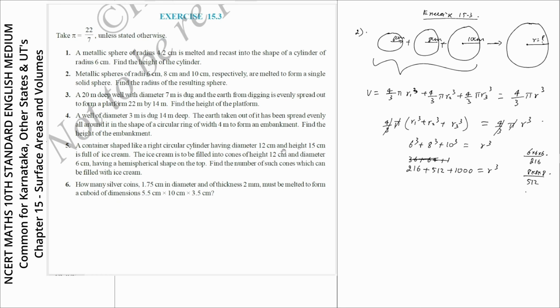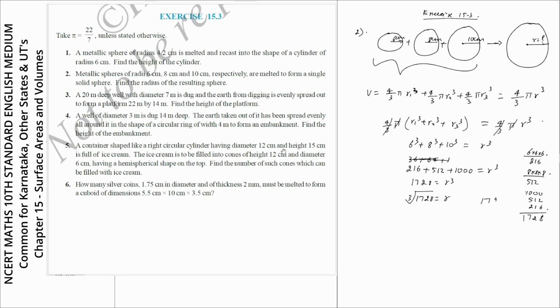Then 1000 plus 512 plus 216, so you get 1728, which is equal to r cubed. So r is the cube root of 1728. Now how to find it?